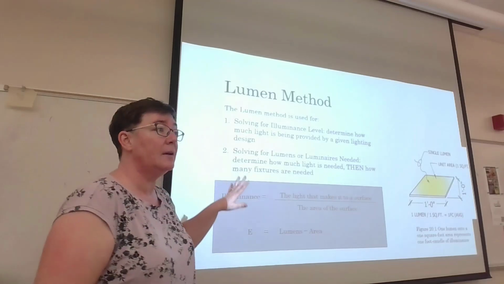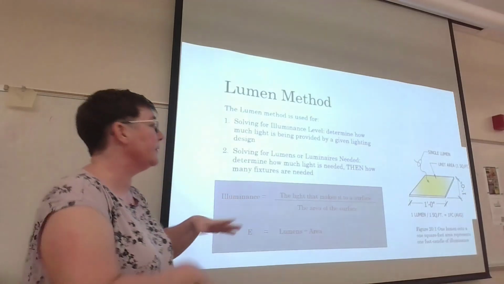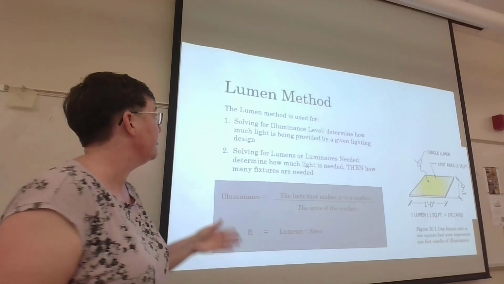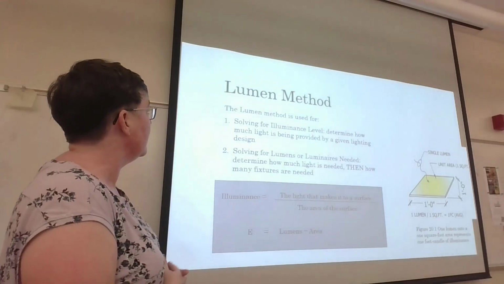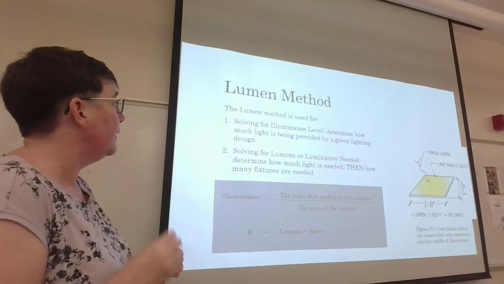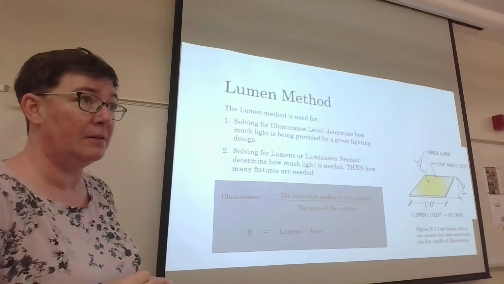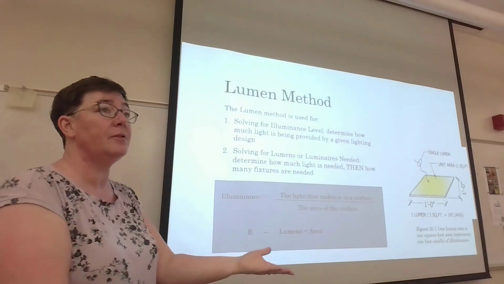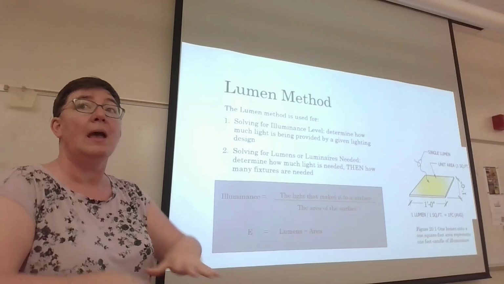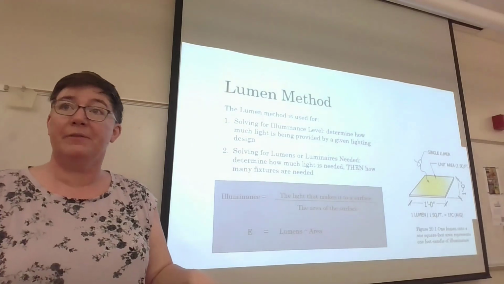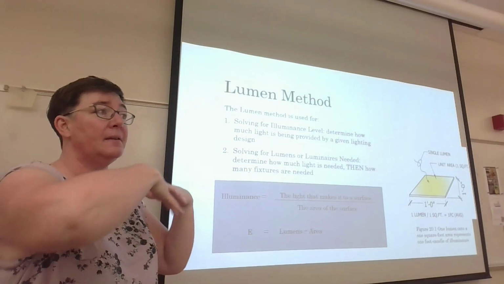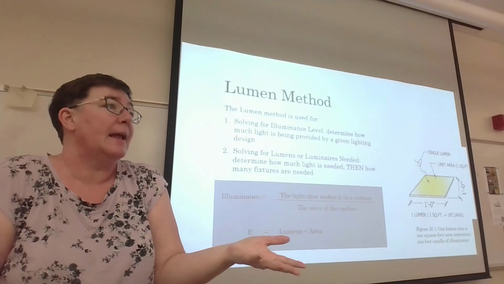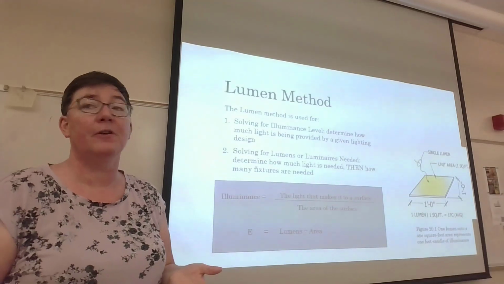So let's start with that lumen method, remembering that this is best for ambient or general lighting. And we're going to solve for illuminance level, which means if you've got a given lighting design, you're going to find out what light level that provides. You've designed these 6 fixtures. What's the room going to feel like? How many foot candles will that provide?